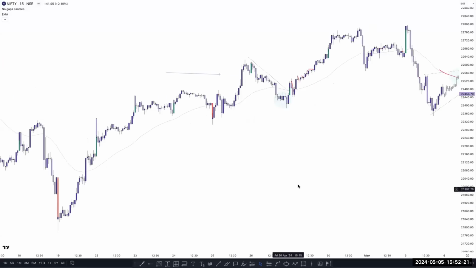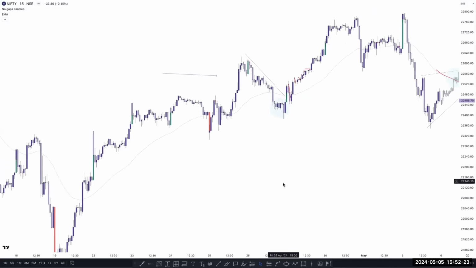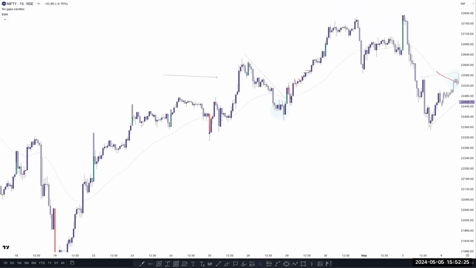And this is not happening for the first time. You can see multiple times when price taps the EMA and fails, then bounces back again and creates a bullish candlestick confirmation, and then we can see some continuation to the upside. You don't need to buy the first time price taps here.